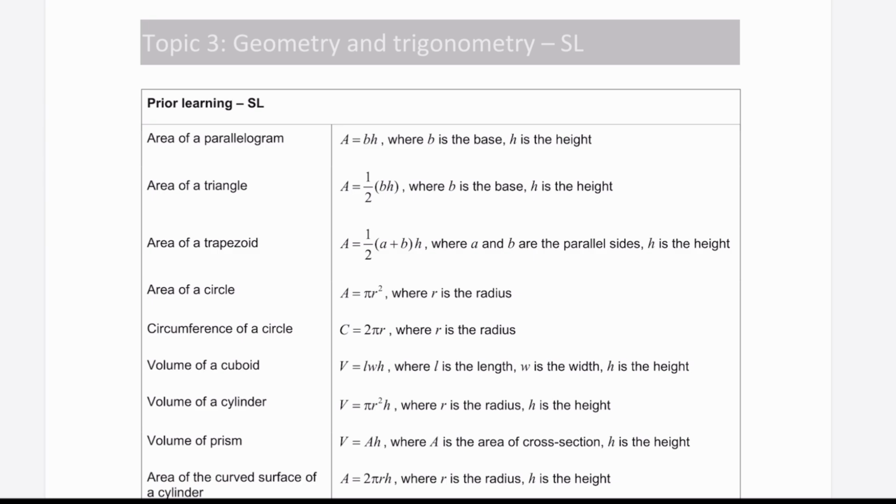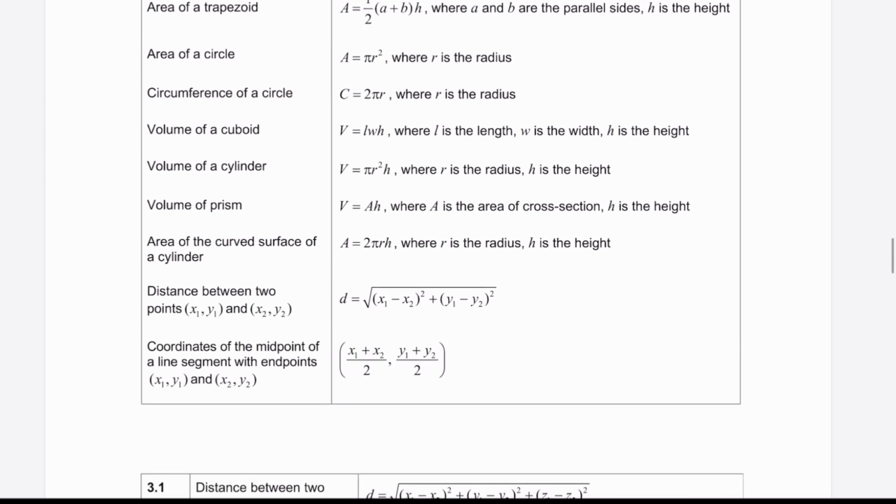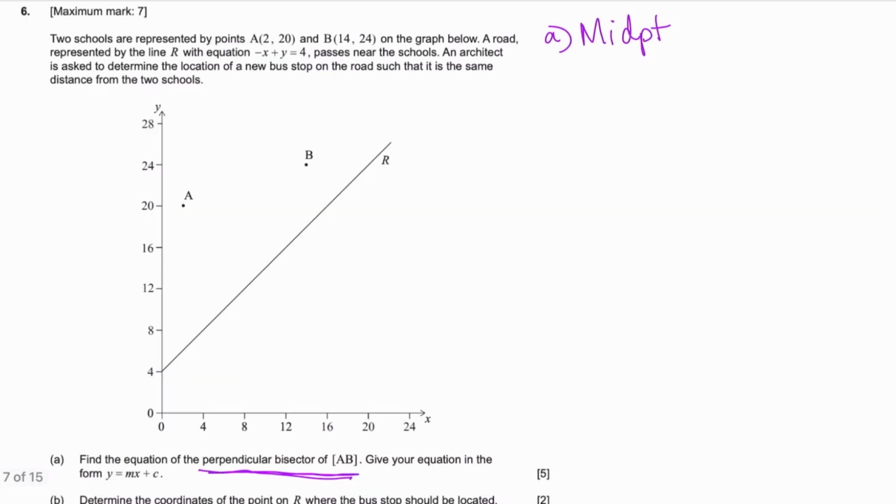In the formula packet, under topic 3, geometry and trigonometry, towards the bottom, you find the midpoint formula, x1 plus x2 over 2, comma y1 plus y2 over 2. This right now is the easiest thing we're going to do so that we can start getting some points. We're going to do 2 plus 14 over 2, comma, 20 plus 24 over 2. This is 16 over 2, which is 8. 20 plus 24 is 44 divided by 2 is 22.